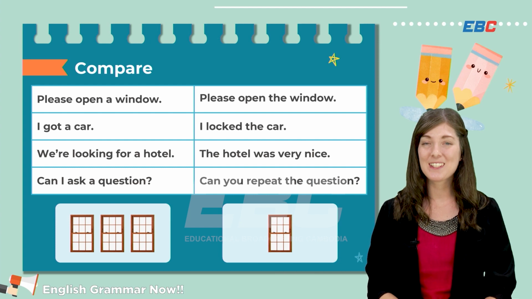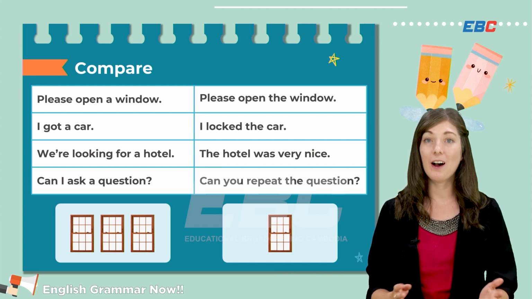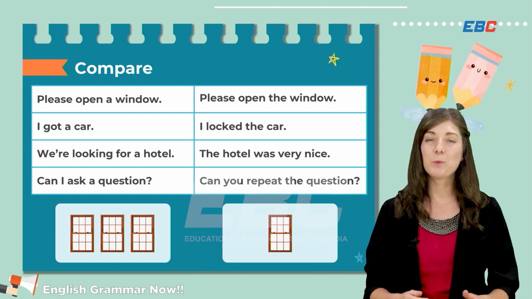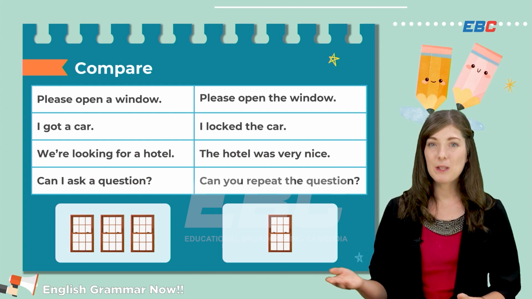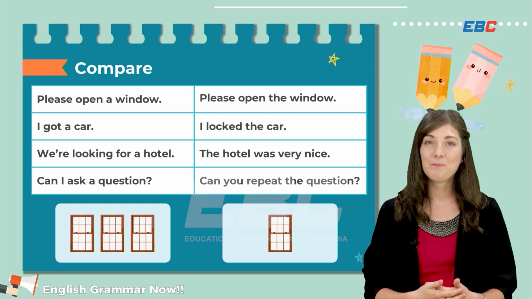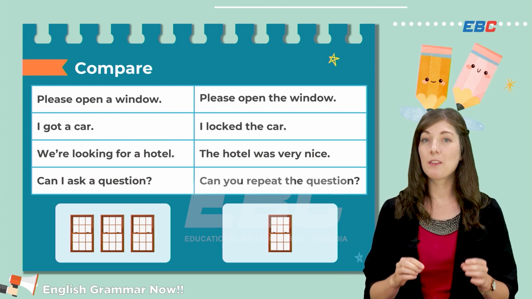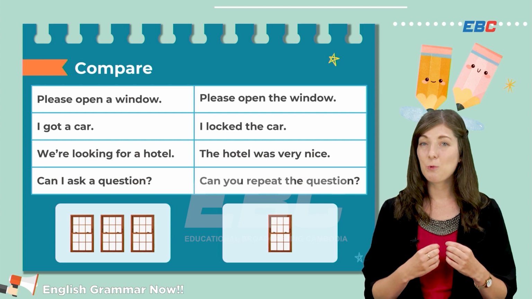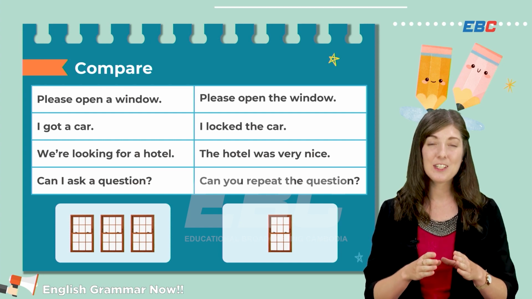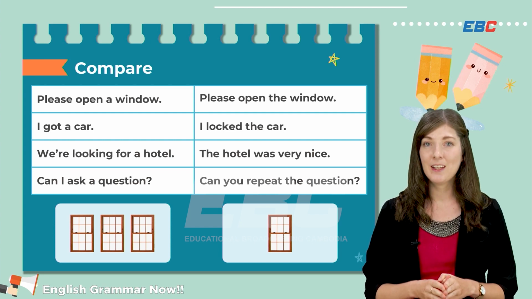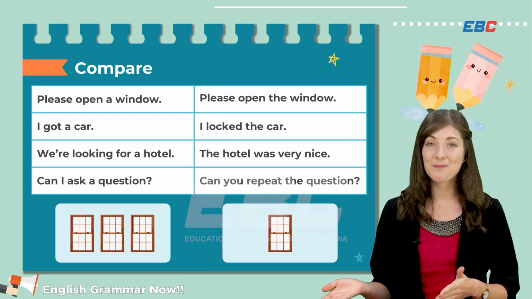Here's some sentences to help us compare. If I said, please open a window, it doesn't matter which one you open. There might be 3 of them, for example. You can choose any one. But if I say, please open the window, I have one in mind, and I think the listener knows which one I mean. Perhaps there's only one window.